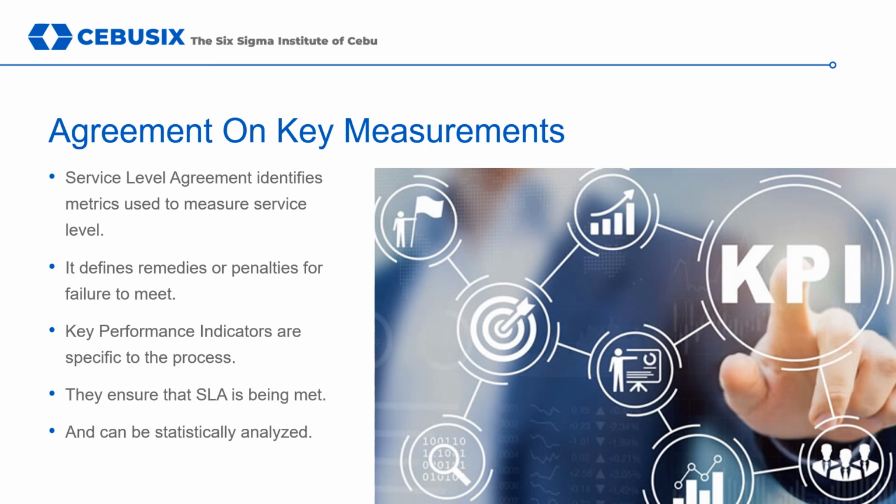The key performance indicators are specific to the process. They are part of, and in the BPO industry, they are what ensures that the service level agreement is being met. In Six Sigma, we use these KPIs to monitor and control the process because the data can be statistically analyzed.